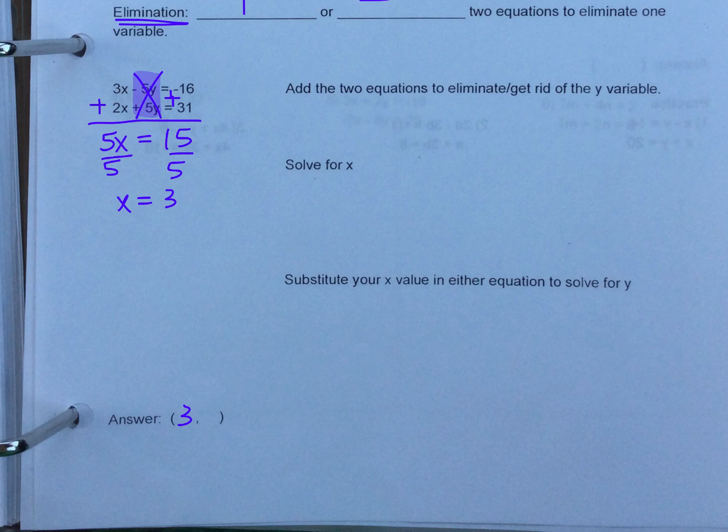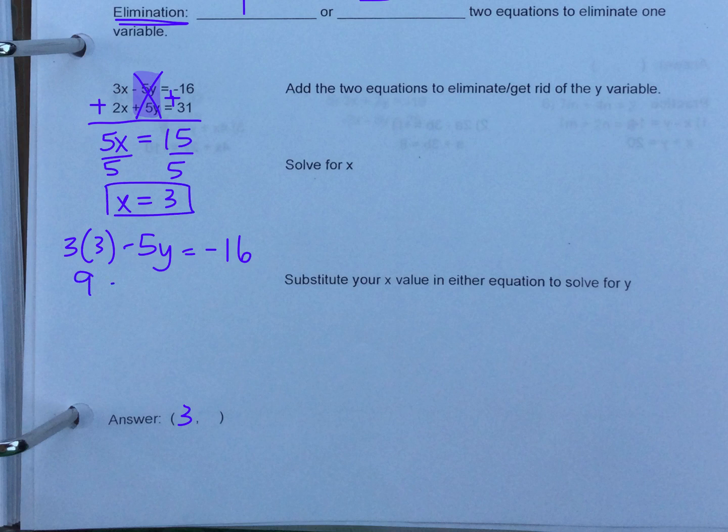Now we have to figure out what the y is. To do that, I need you to copy down the first problem. 3x minus 5y equals negative 16. Now I need you to take out that x, because we know what x is, and we're going to put it in. And it's a 3. I just used that one right there and put it in.